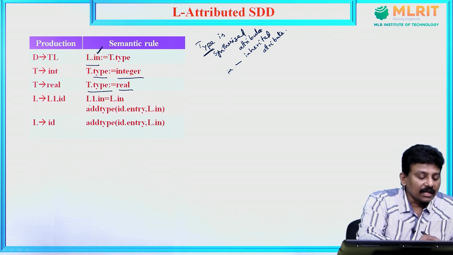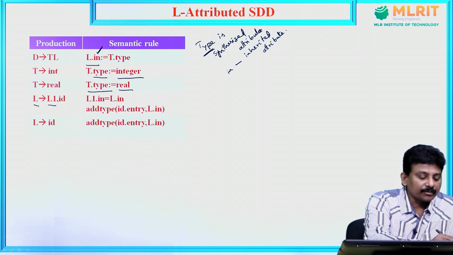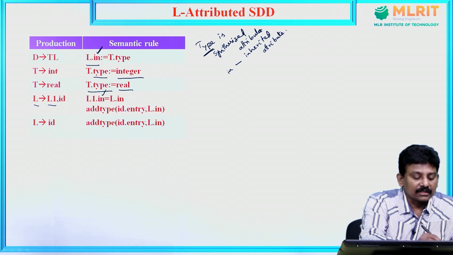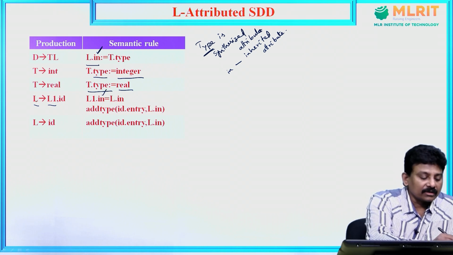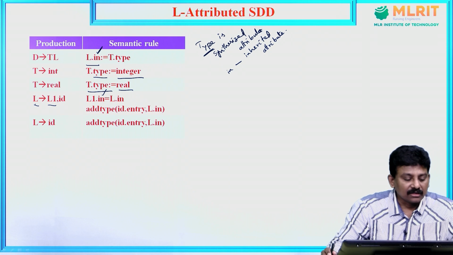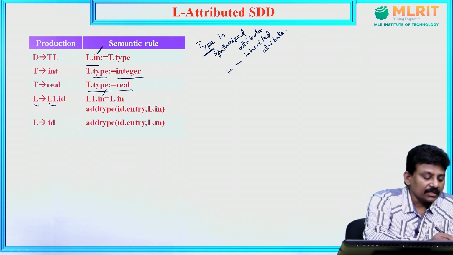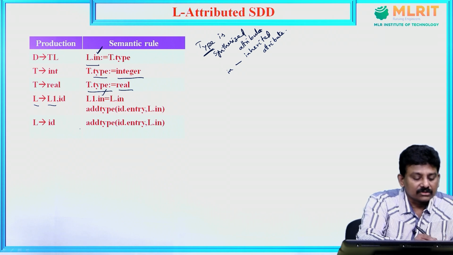Then L1.in = L.in. Here L1 is the child and L is the parent. The child is getting its value from the parent, so that is an inherited attribute. L1 and L are the same symbol; only to distinguish the position we use L1, that is, L1 is an instance of L. So L derives L1 comma ID, with L1.in = L.in.